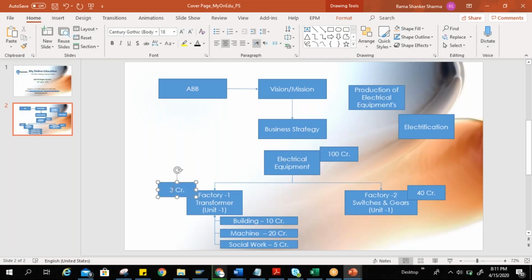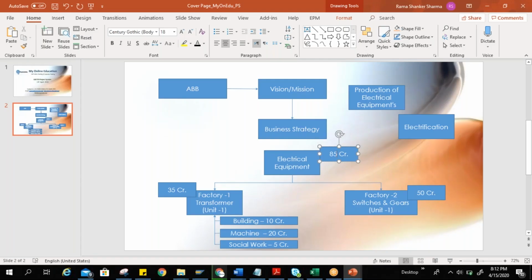That is 35. And similarly for factory 2, switches and gears, I can say the total which is coming here, let's say, is 50 crore. Okay. So 50 plus 35, 85 crore I can accumulate here on this level. Right now it is going to the management for the approval.